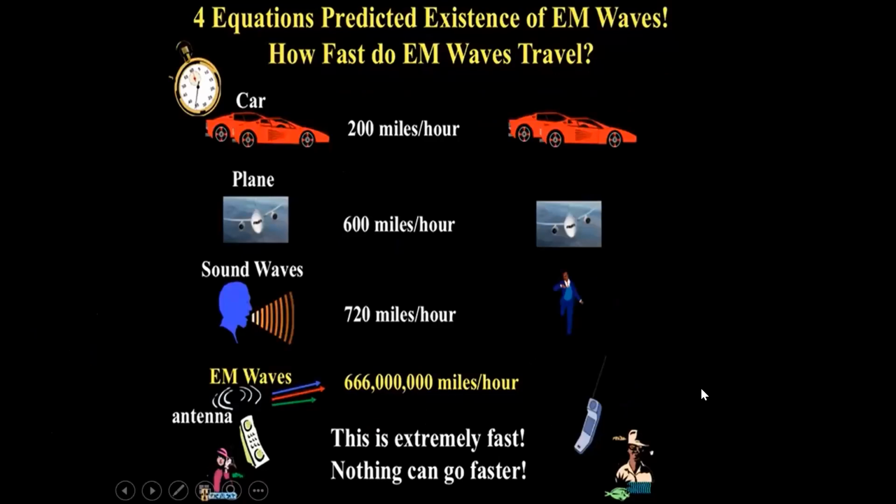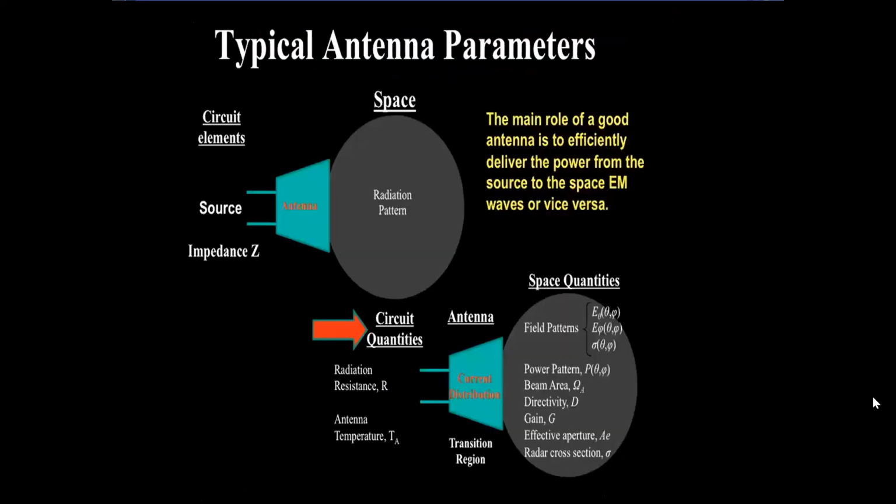As you can see, if we ask how fast electromagnetic waves can travel: the Ferrari can travel 200 miles per hour, the plane 600 miles per hour, and sound 720 miles per hour. Imagine the electromagnetic wave, which travels at the speed of light, 666 million miles per hour. So we are dealing with antennas, which are very fast moving.